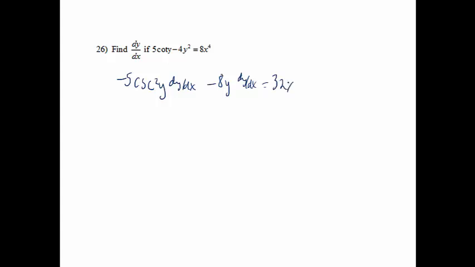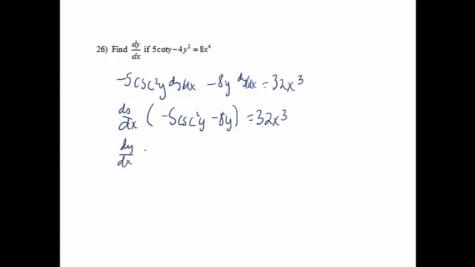would be 32x cubed. Right, from here, let's factor out a dy/dx from that left side. When I do that, I'll get negative 5 cosecant squared y minus 8y equals 32x cubed. And then to get dy/dx by itself, we'll just divide by that quantity on the left side. So we'll get 32x cubed over negative 5 cosecant squared y minus 8y. And then that would be my derivative.